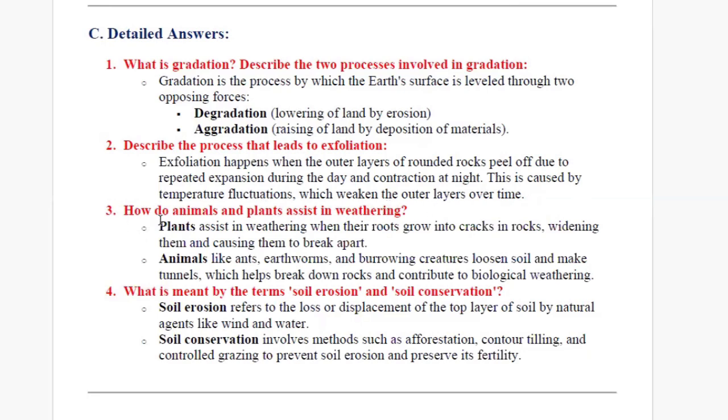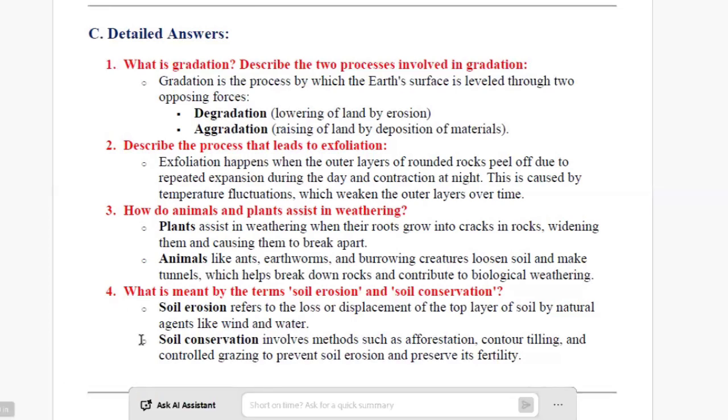Question number 3, how do animals and plants assist in weathering? Plants assist in weathering when their roots grow into cracks in rocks, widening them and causing them to break apart. And animals like ants, earthworms, and burrowing creatures loosen soil and make tunnels, which help break down rocks and contribute to biological weathering.